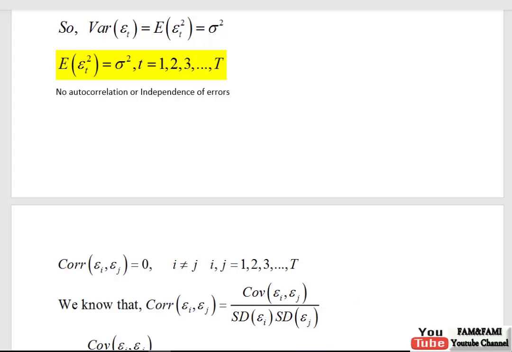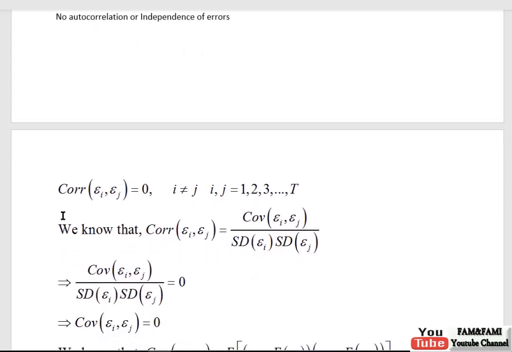Now look here. If you apply this condition that correlation is 0, it means this fraction is 0. So covariance divided by standard deviations will become 0, and the standard deviations are occurring in the denominator. You simply shift them to the right hand side, they will get multiplied with 0, so they will become 0. So we are left with covariance of epsilon i, epsilon j equal to 0.